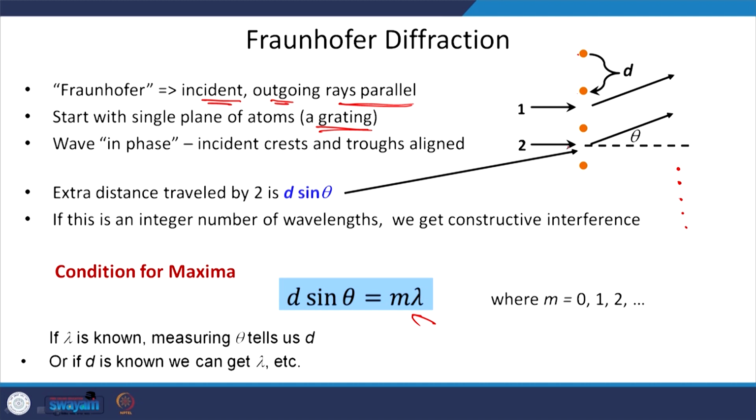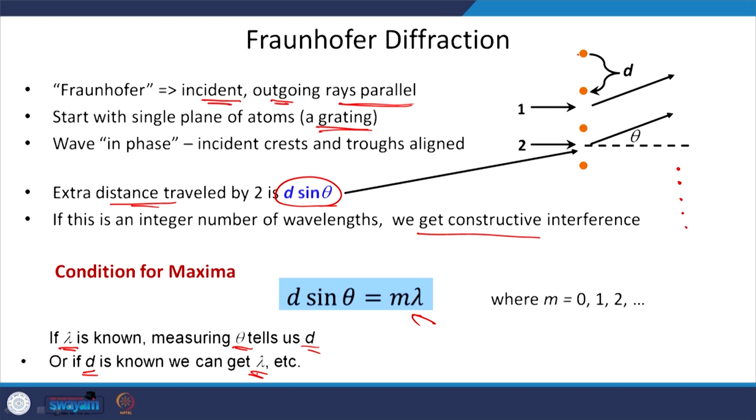So, what happens actually is that ray 2 has to travel some extra distance, that is d sin theta, and if it is an integral number of wavelengths, because we have to have waves in phase, you will have constructive interference. So, that is the condition for maxima. So, m are the orders of the diffraction. So, if lambda is known, measuring theta will tell us how much is d, or if d is known you can get lambda. So, both ways, we will see how it can be used for sensing.